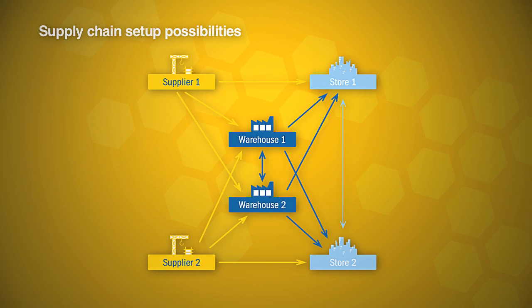Any supply chain setup is implementable. A warehouse can order from suppliers or other warehouses. Stores can then order from the warehouses or local suppliers.